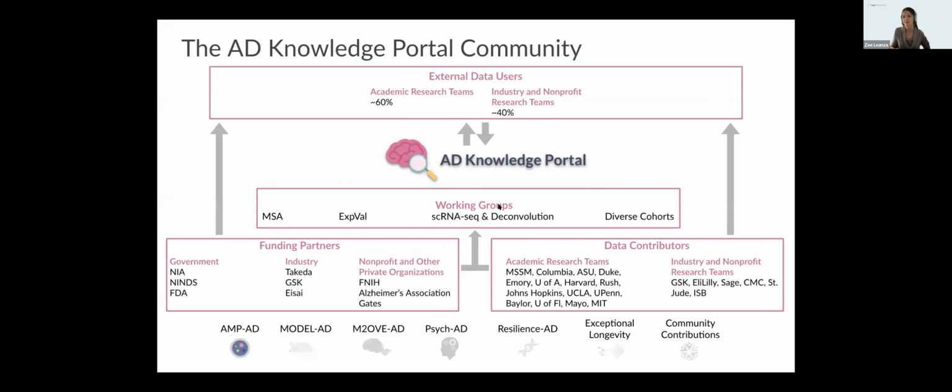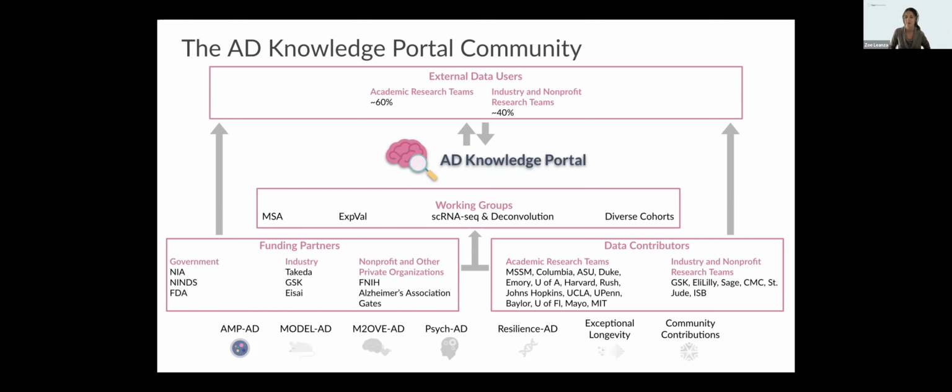So AMP-AD is one of several programs that contribute data to the AD Knowledge Portal. AMP-AD is down here, and it contributes alongside all these other programs to the AD Knowledge Portal here in the center. That is a platform for sharing data, analyses, and tools that are generated by the NIA's translational research programs. Data contributors from all of these programs have agreed to share early stage research without competing for intellectual property.